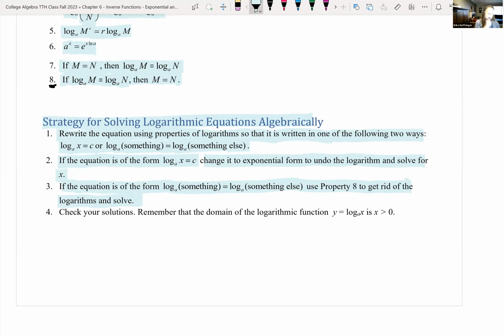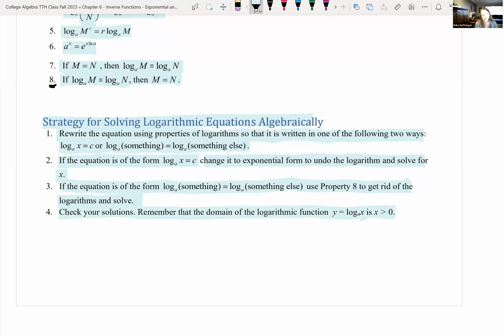And for logarithms, we need to be careful. We need to check. We might get what are called extraneous solutions. And we saw that before when we were solving rational equations, or we were raising both sides of our equations by an even power. So this is another case where you might get extraneous solutions. So you need to check your solutions.